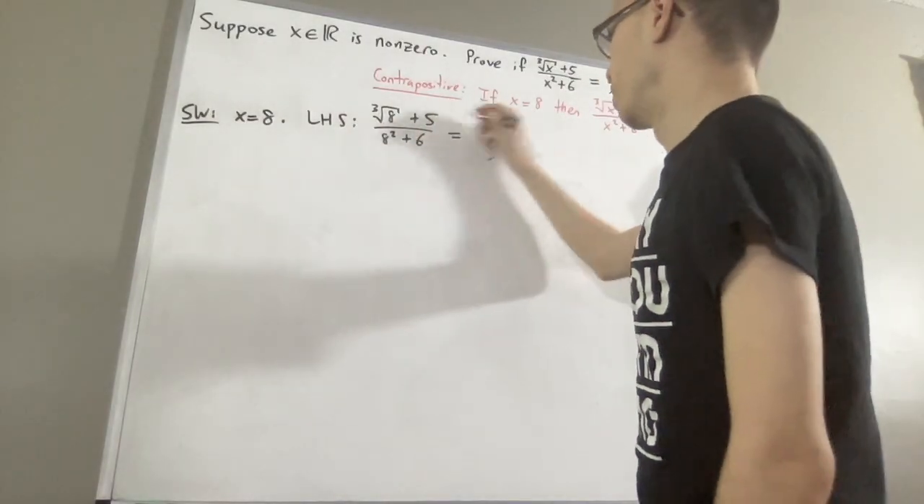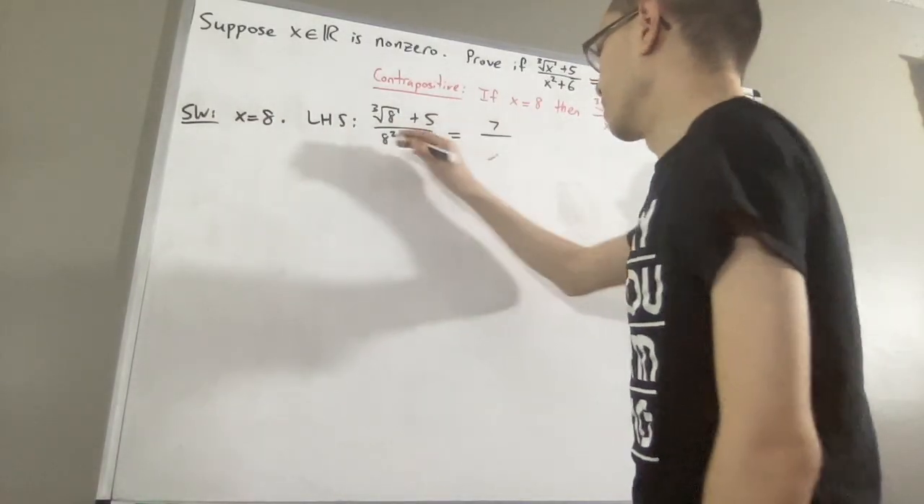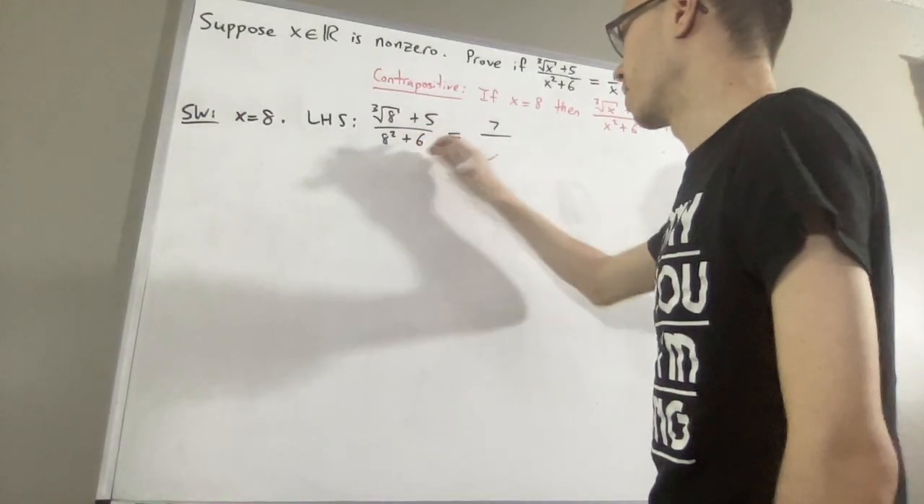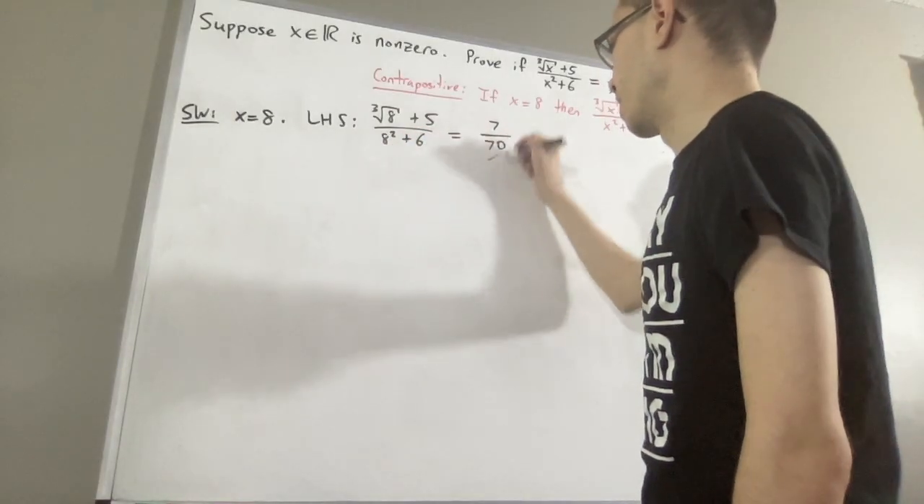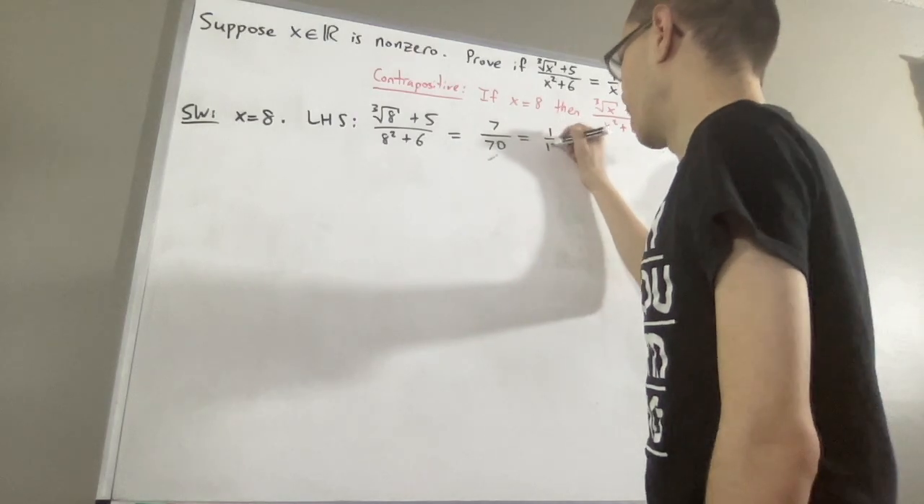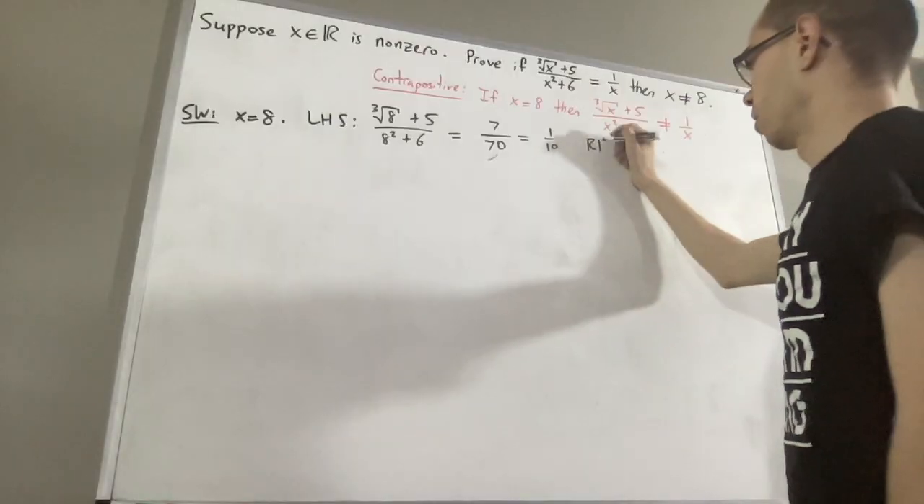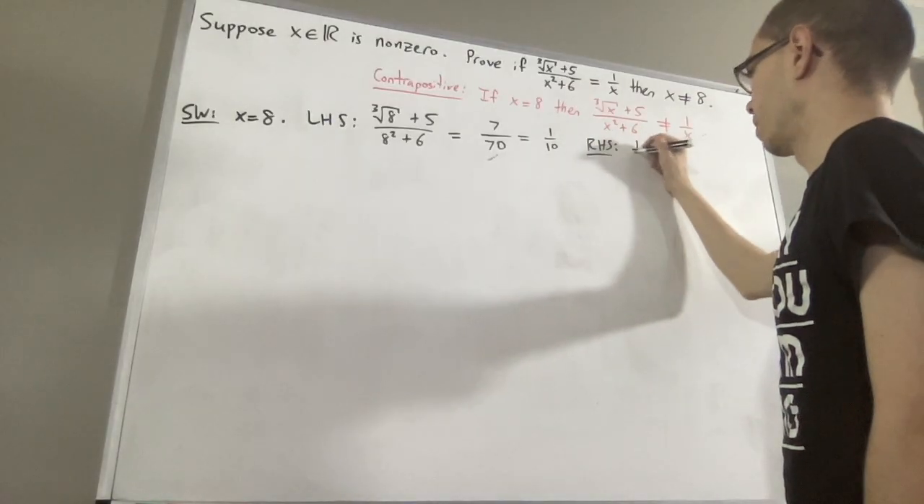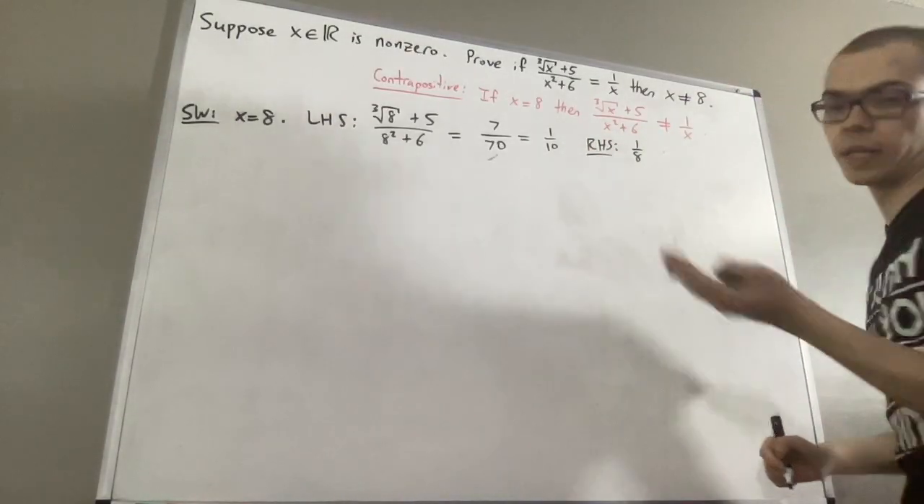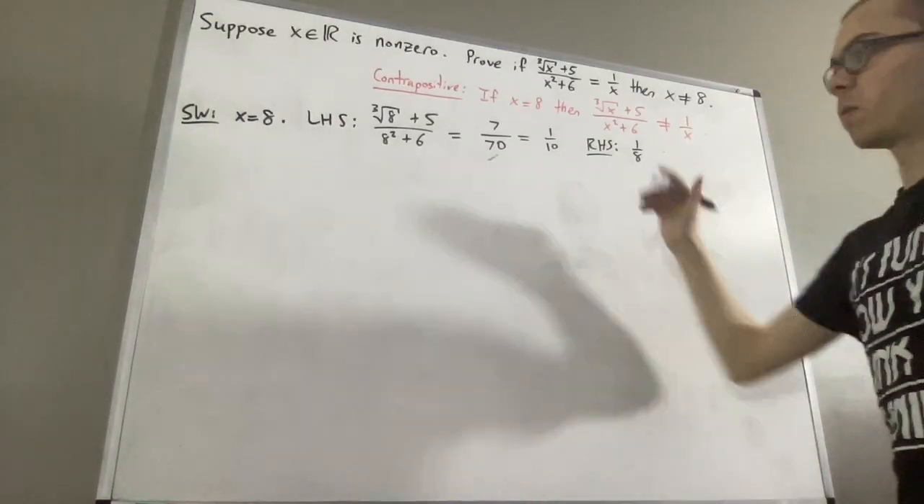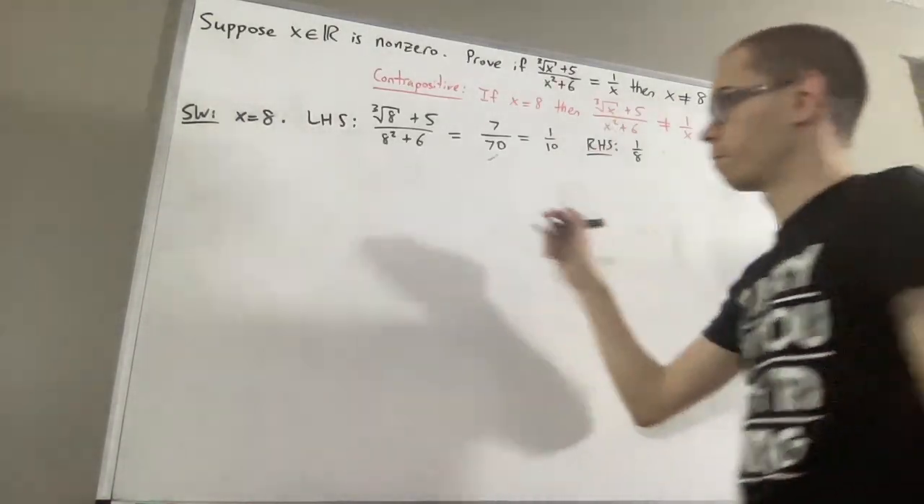In the numerator, that's just going to be 7. In the denominator, that's 64 plus 6, which is 70. And that's just 1/10. And as for the right-hand side, well, the right-hand side is just 1/8. So 1/10 is not equal to 1/8. So we're done. Now we're ready to get into our proof.